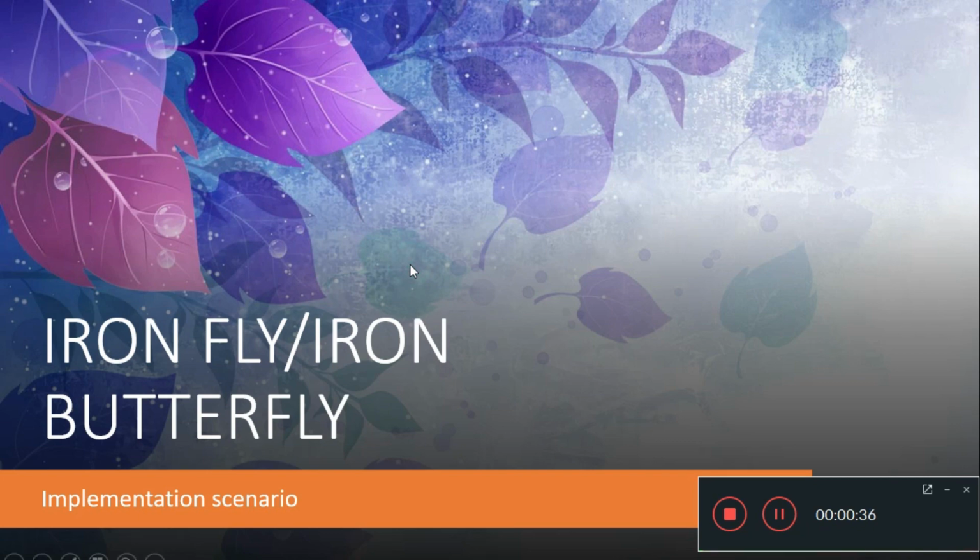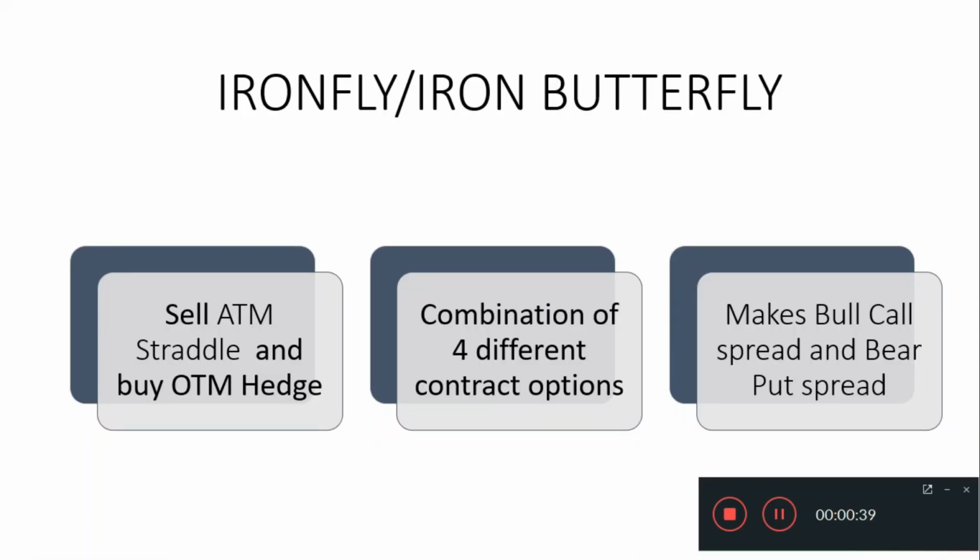Let me move to the next slide. Okay, so Ironfly is more of a strategy, a credit spread, and it involves a combination of four options. What I mean is that you sell an ATM straddle and buy an OTM hedge.